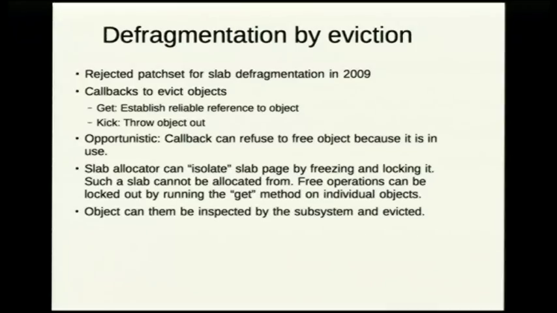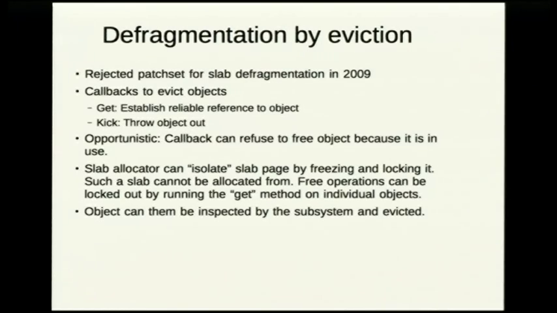So the next one is defragmentation by eviction. This is a rejected SLUB patch set that I did in 2009. Basically what you do is you allow callbacks for each of the SLUB caches. So if the system finds that we have a SLUB page that can take 15 objects but only has one, then we can ask the subsystem, could you get rid of this thing? And if the subsystem says, okay, I've done so, then we have a 4K page frame free. That's the fundamental idea. And in order to do that, we have two callbacks.